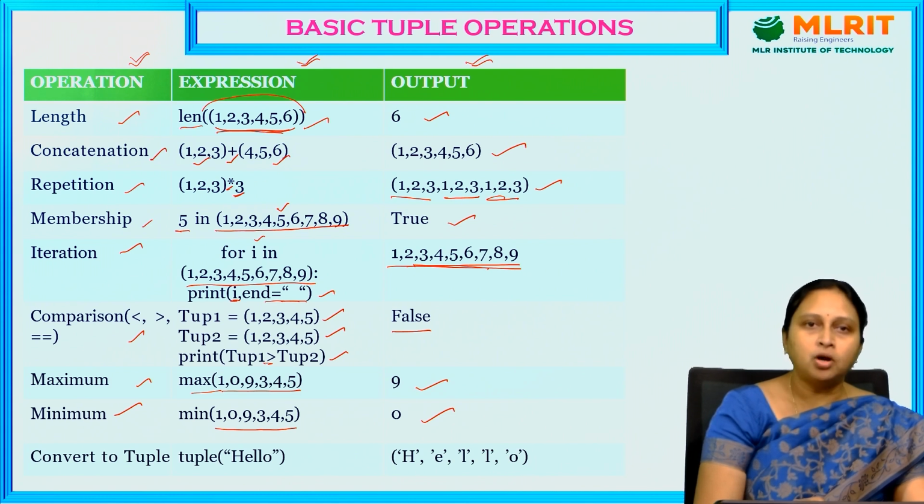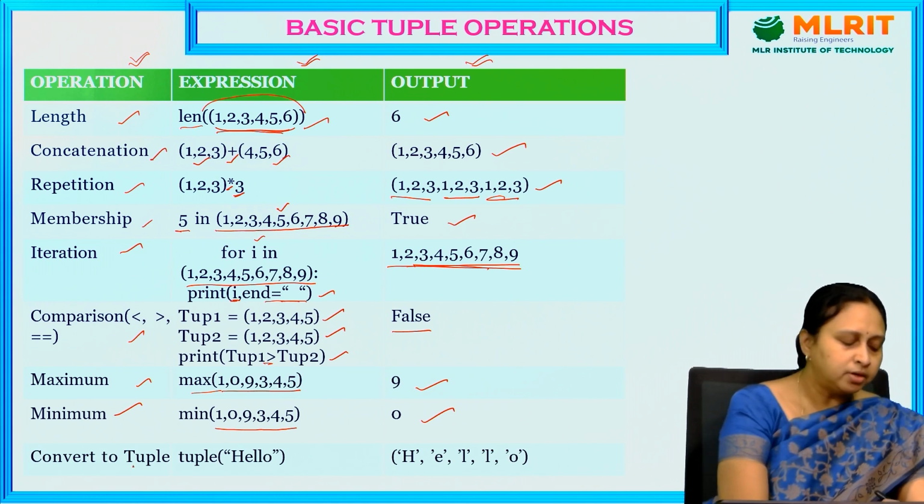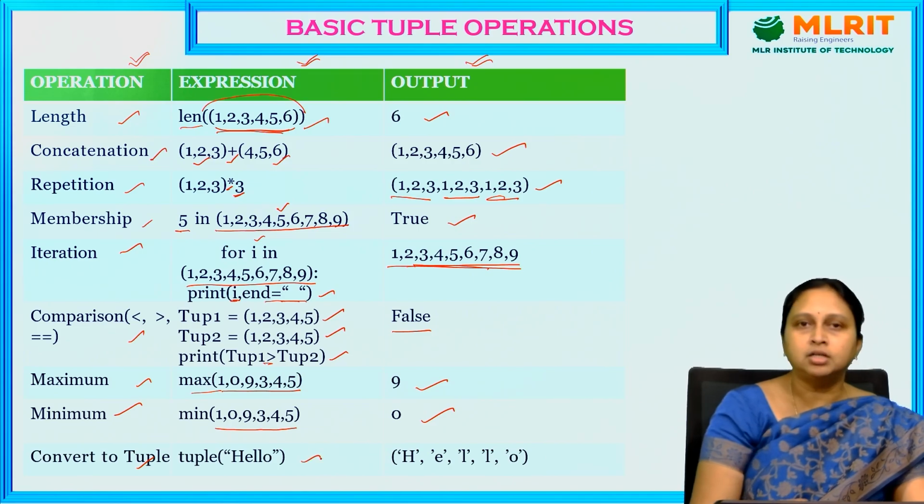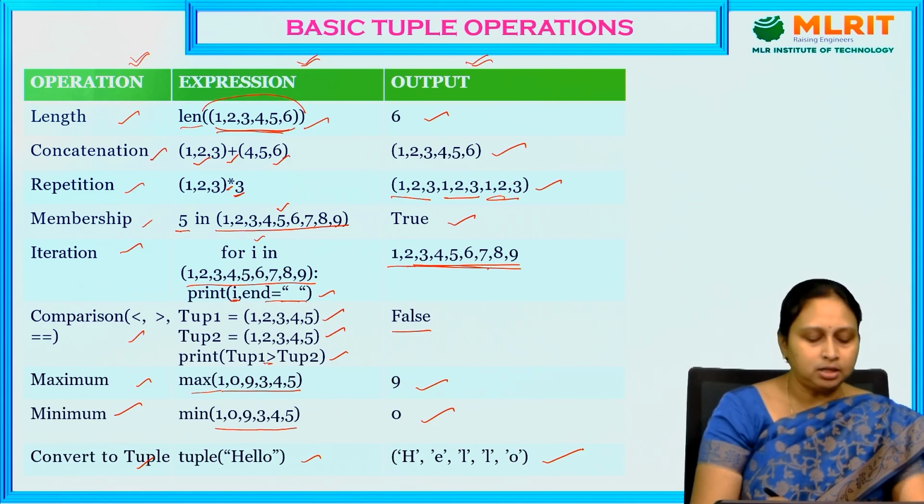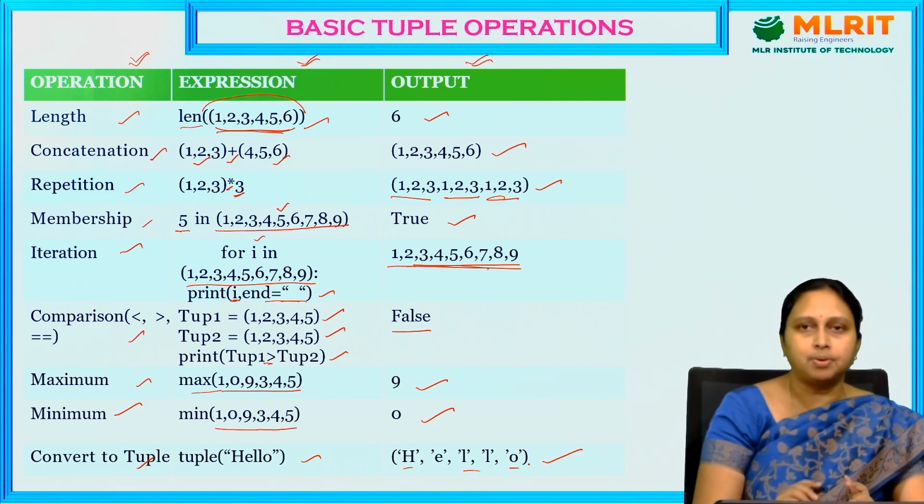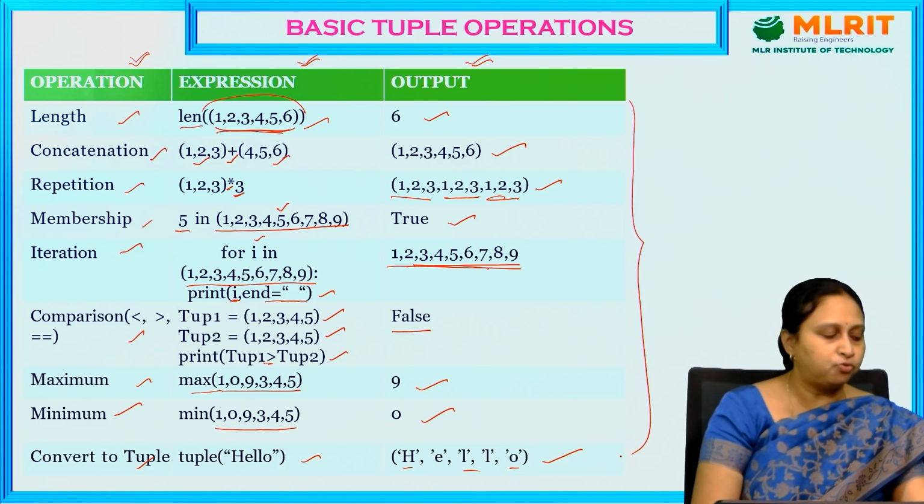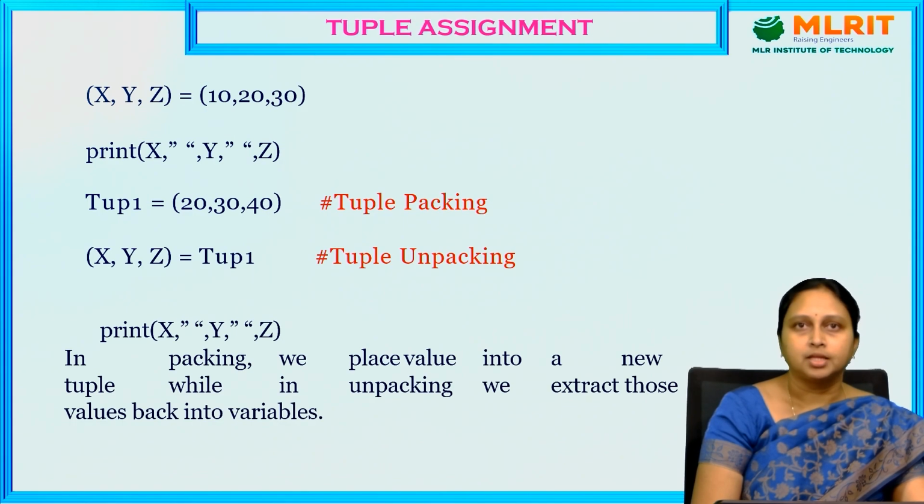And if you want to convert into a tuple, I have given a string. If I want to convert that into a tuple form, then it will convert each element separately with single quotations and separated by commas. Then it will be converted like a tuple. These are the basic tuple operations that we can perform with tuples.